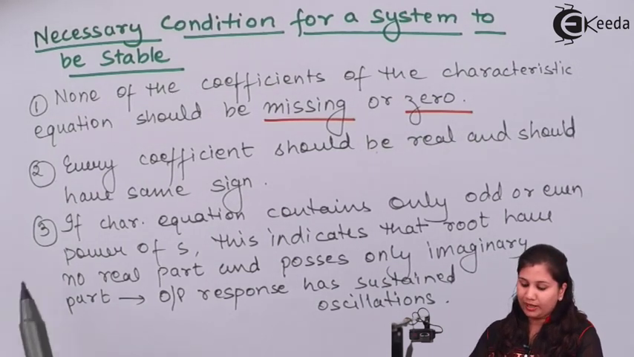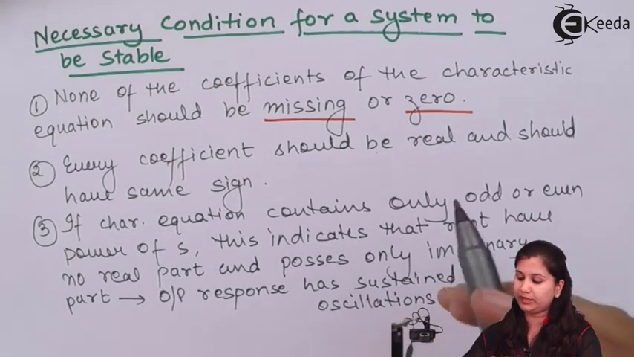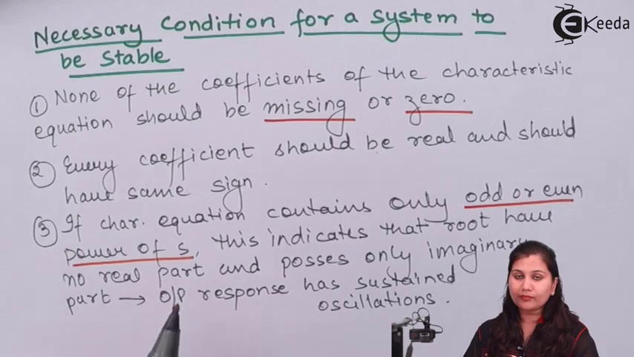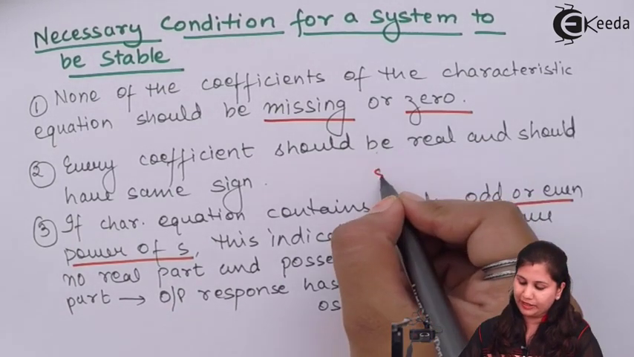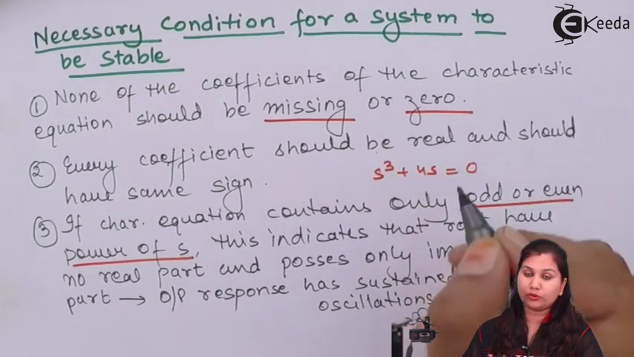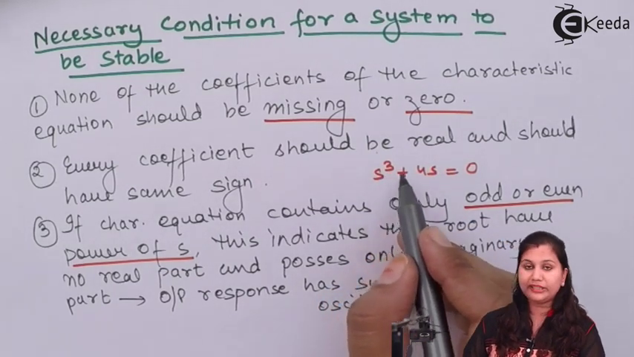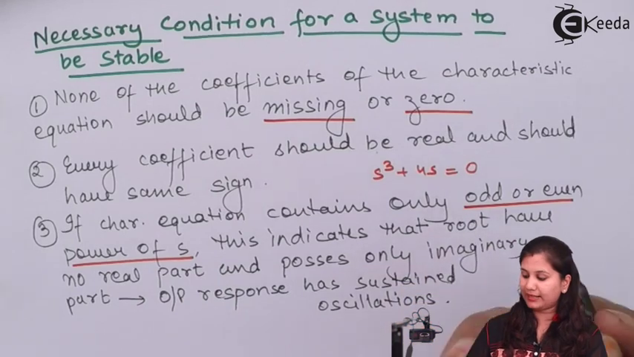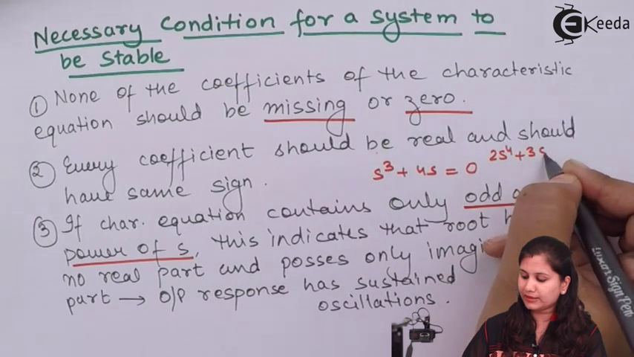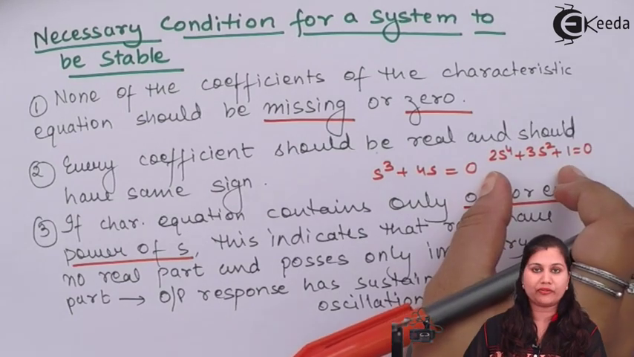Now the third necessary condition is that the characteristic equation of the system should not contain only odd or only even powers of S. Take an example: if we have S cube plus 4S1 equals 0, we have only odd powers of S present. And if we take an example like 2S4 plus 3S square plus 1 equals 0, only even powers of S are present.